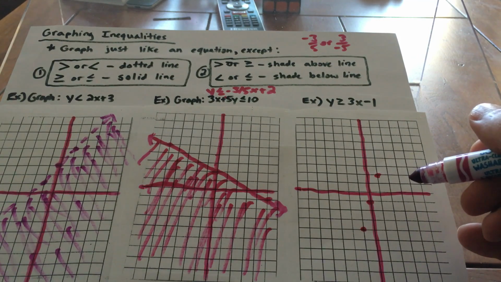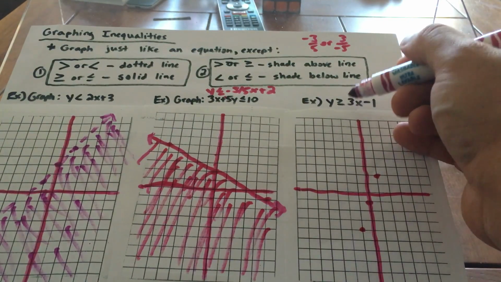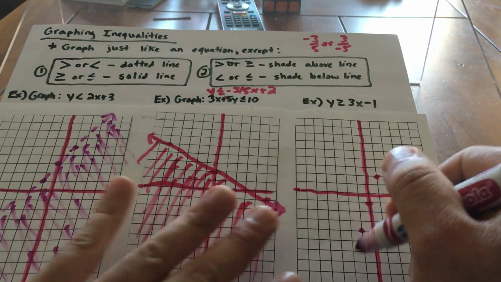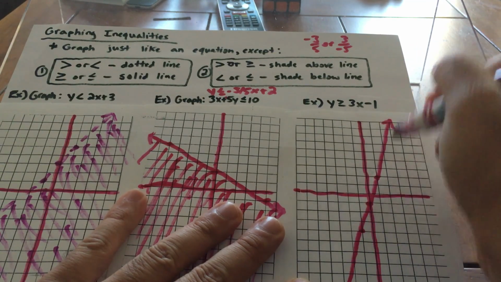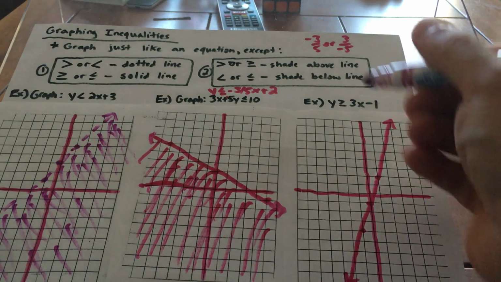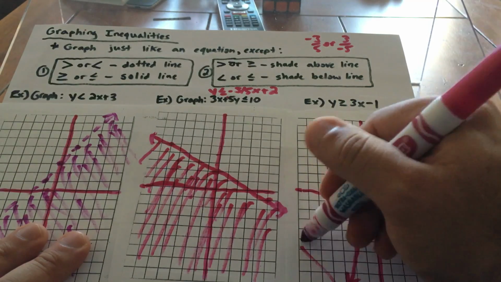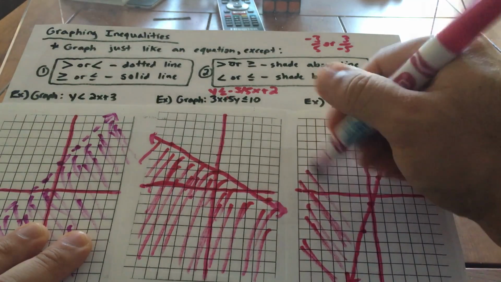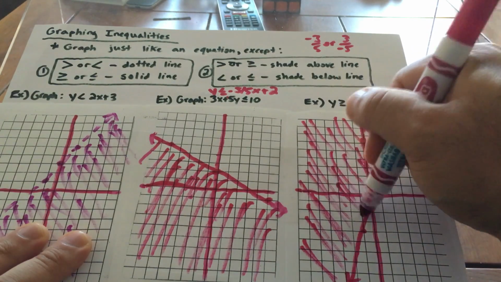Now you have to decide, is it solid or dotted? Well, it's greater than or equal to, it has the equal sign, so it's going to be a solid line. So we'll draw our solid line through those points. And then you have to decide, do we shade above or below? In this case, it's greater than, so we shade above the line. So our solution here is going to be everything above this line and including the line.